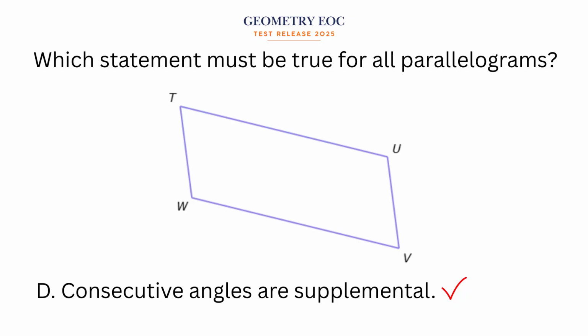What I want you to remember. When you see a parallelogram, immediately think, opposite angles equal. Consecutive angles add to 180. Diagonals bisect each other. And be careful. Properties of rectangles and rhombi do not apply to every parallelogram. That's how you avoid traps on the EOC.